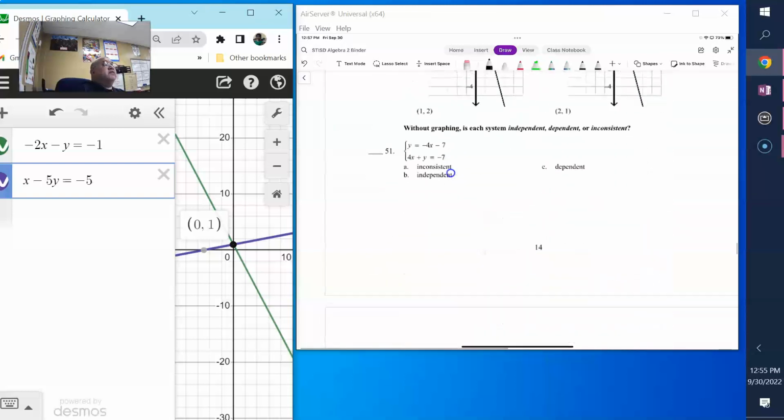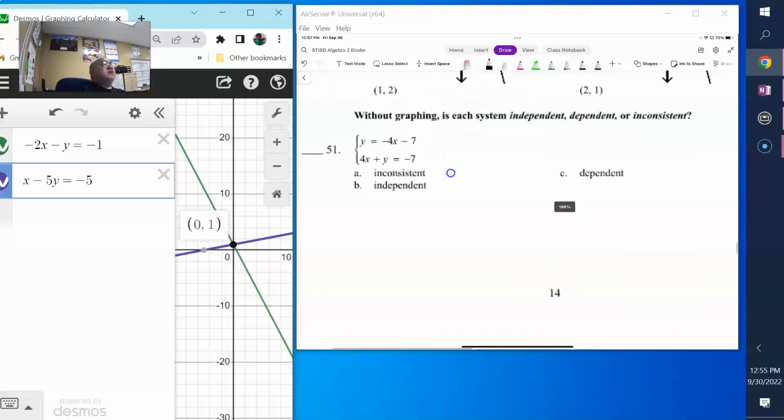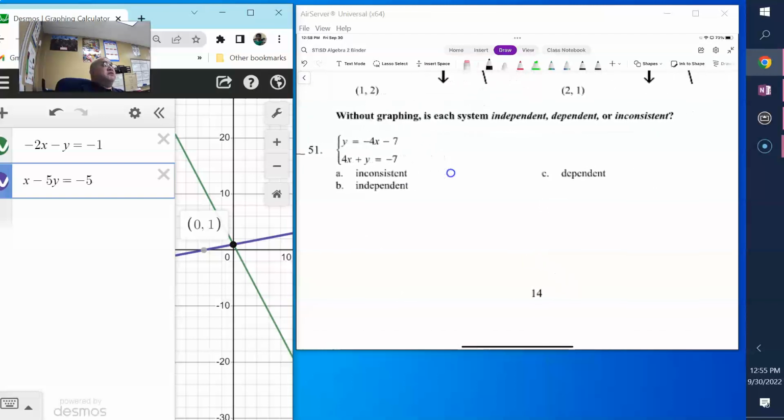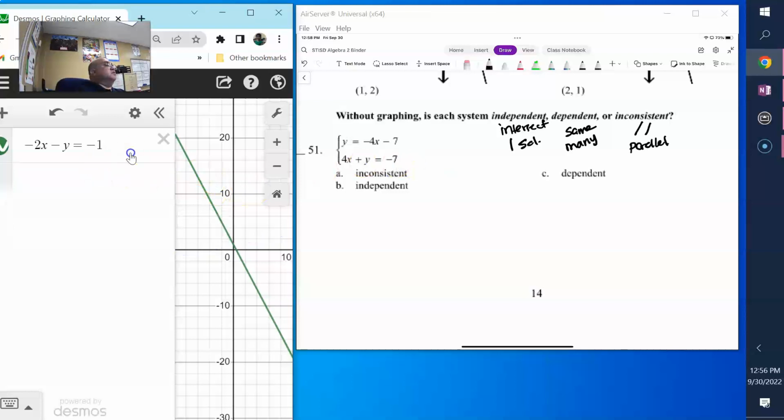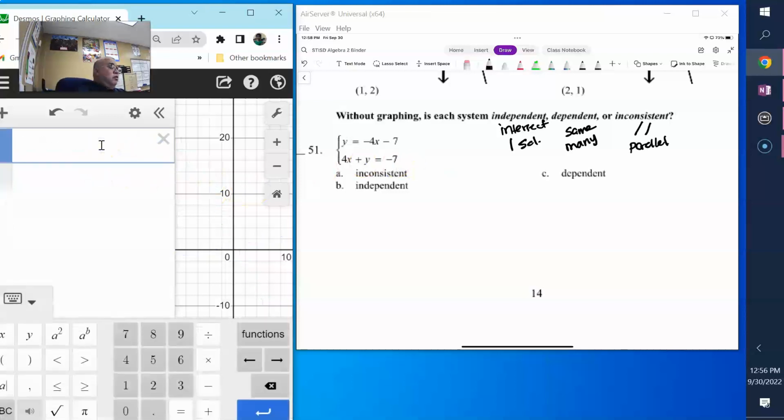50, 51. Without graphing, is the system independent? Independent means they intersect, or we say one solution. Dependent means same line, many solutions. Inconsistent means parallel, there's no intersection or no solution.